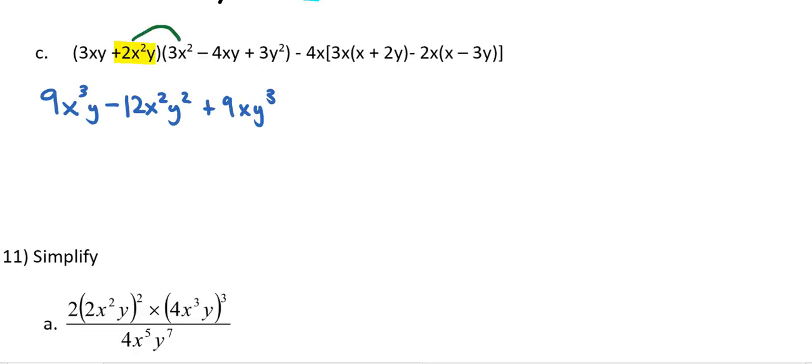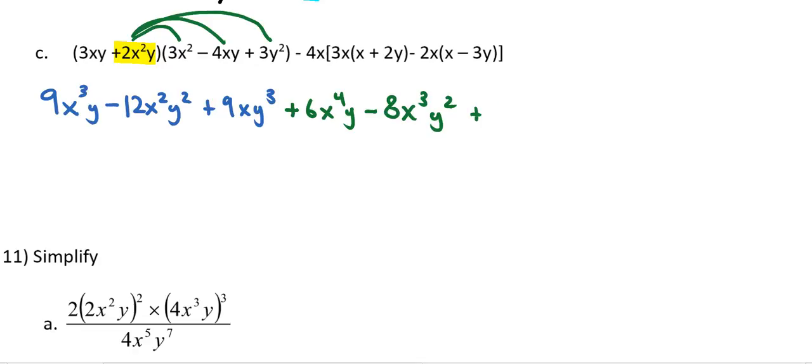Let's delete that, and let me highlight this positive 2x squared y. If that distributes over here, that's going to give me a positive 6x to the power 4y. And that will give me a negative 8x cubed y squared. And if I do this last one here, that's going to give me positive 6x squared y to the power 3.